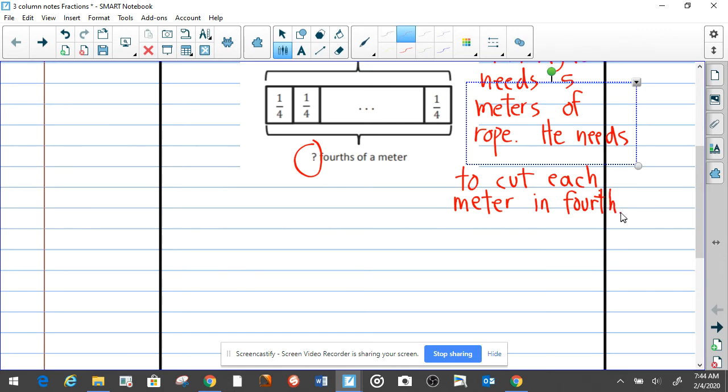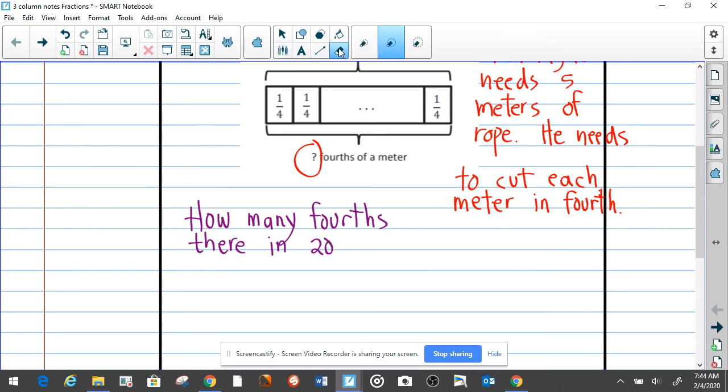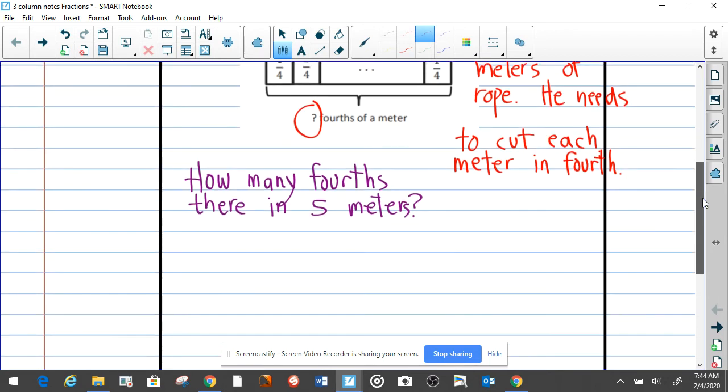So here's when we can create two questions. Here's question number 1. How many fourths there are? You know what? Let's just make one question. How many fourths there are in 5 meters? And that is our question. And now all we got to do is solve it, right?